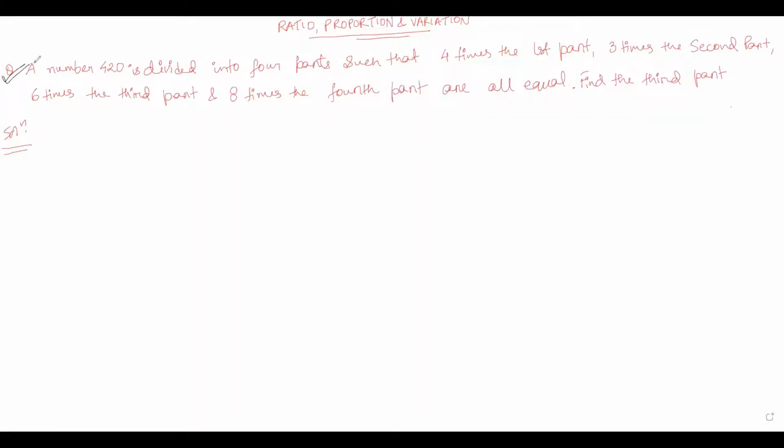Okay, so now let us see this question. A number 420 is divided into 4 parts such that 4 times the first part, 3 times the second part, 6 times the third part, and 8 times the fourth part are all equal. We need to find the third part.